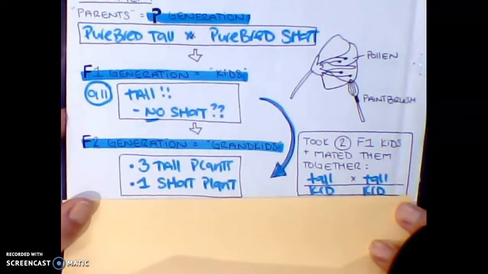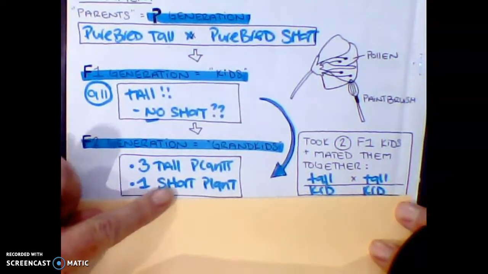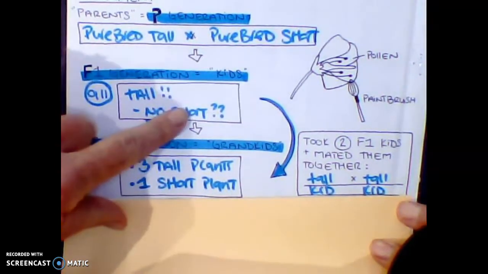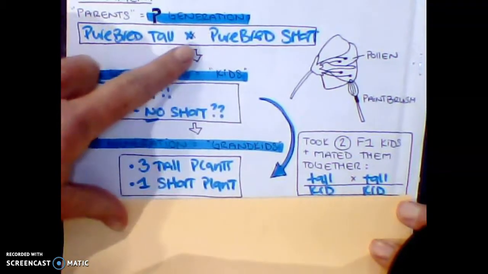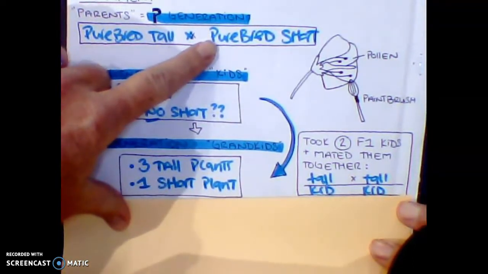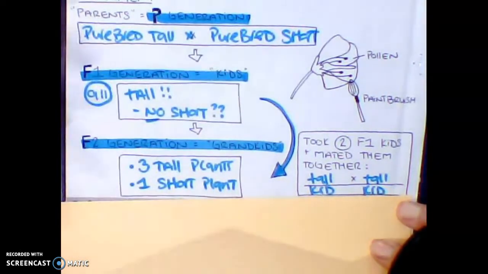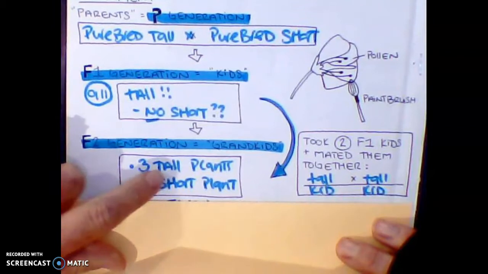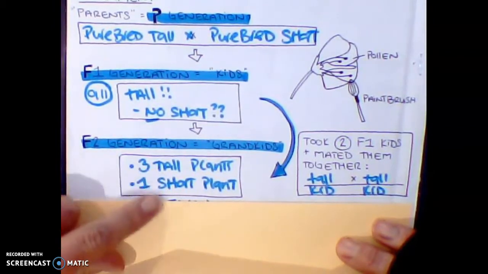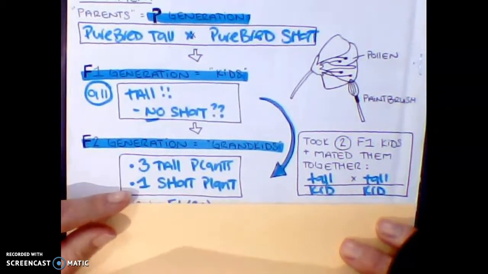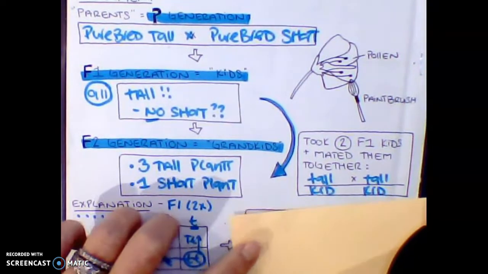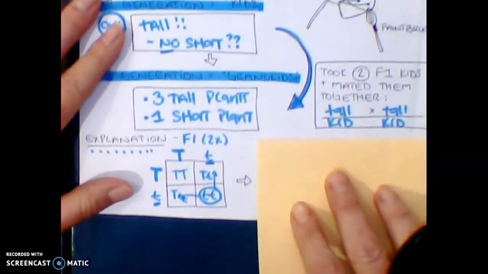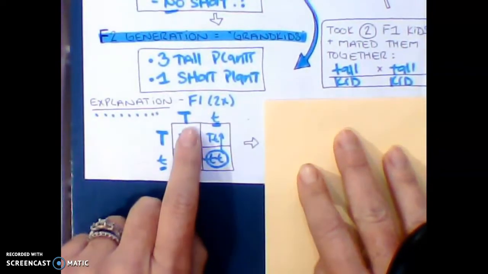So Mendel asked himself, how did the short suddenly pop up after it skipped a generation? So the short actually comes from the original parent, okay, which would have been the grandmother in this case. So then what Mendel did is that he determined that the tall was a dominant trait and short was a recessive.